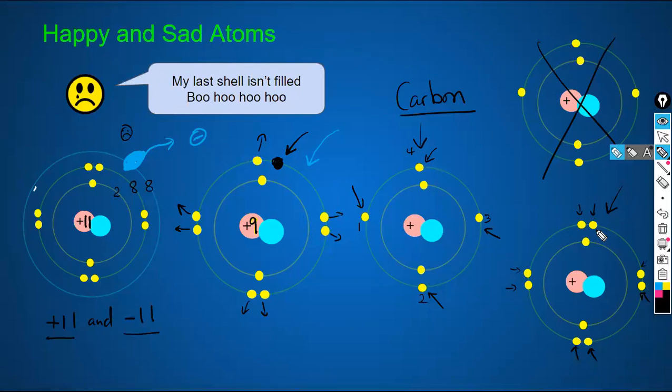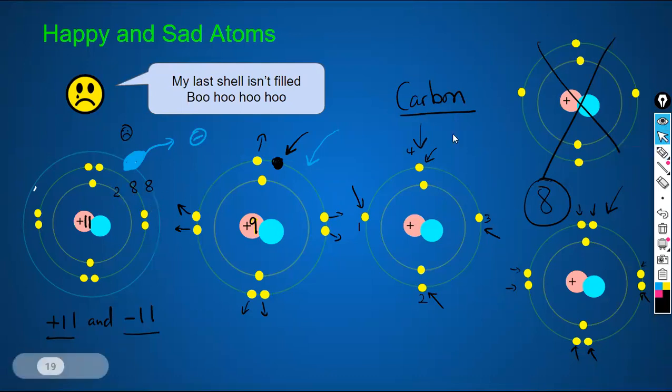Which group is always happy? Group 8, correct. Remember group 8, the noble gases? That's like helium, neon, and all of them. You call those the noble gases. They are very unreactive because they are the happy atoms. Right? Great.